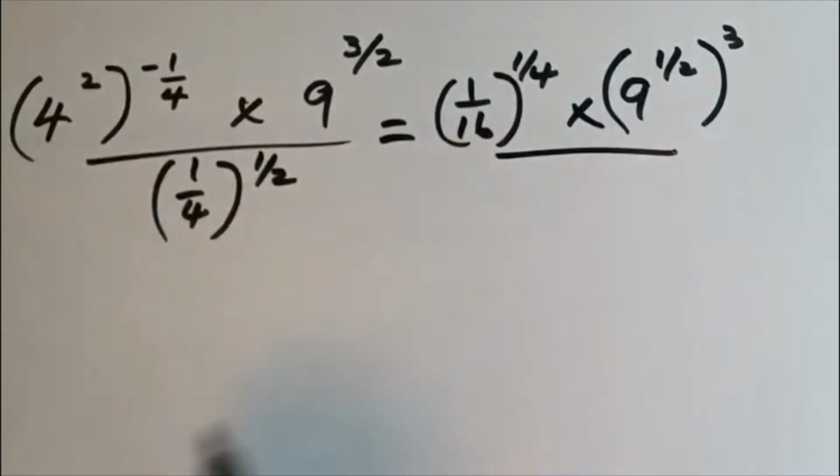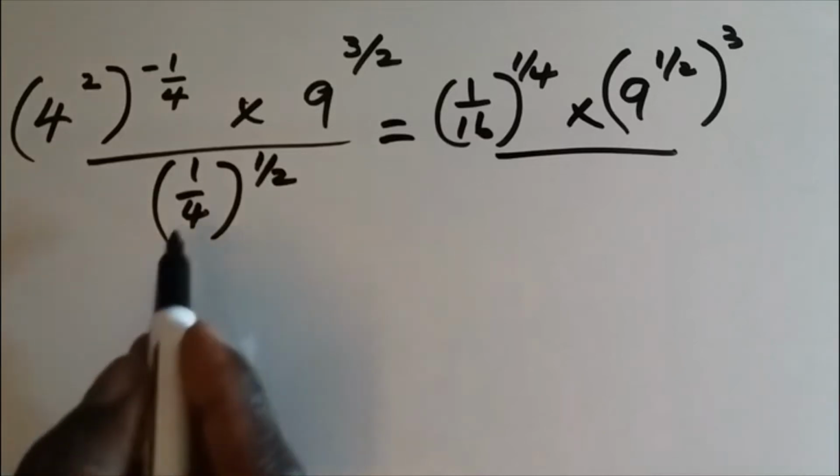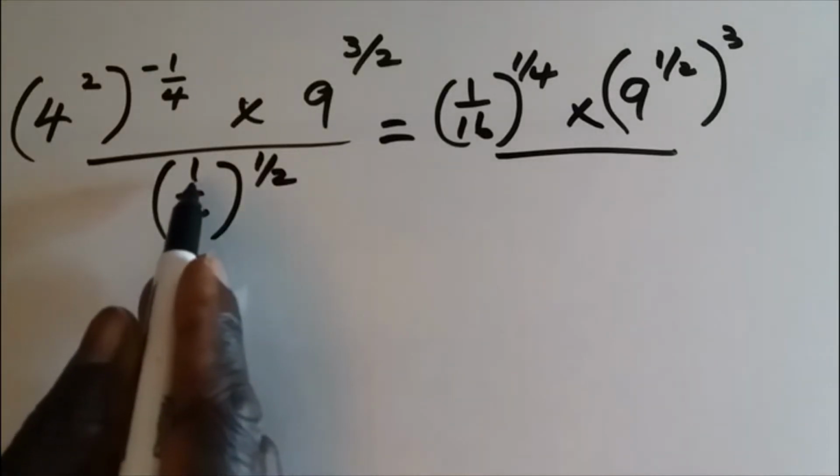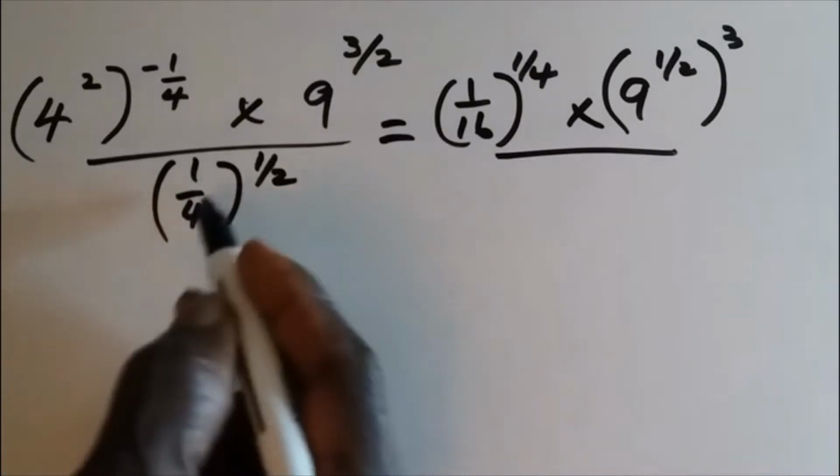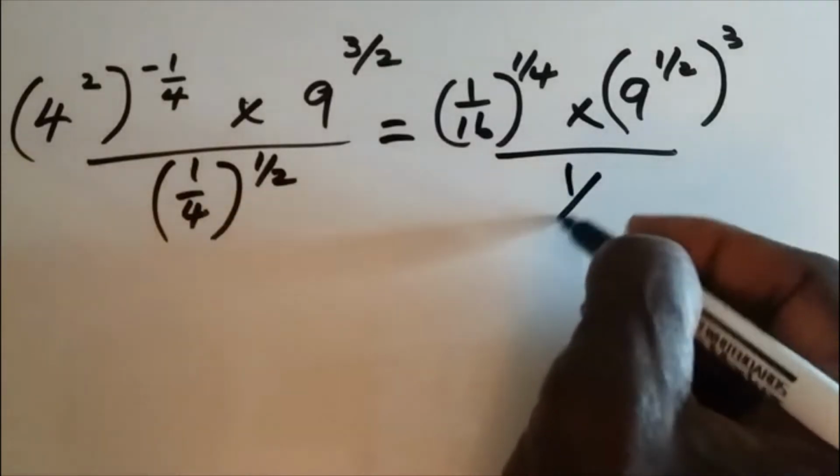And our denominator, we can simplify. This is like taking the square root of a quarter. It is, in fact, taking the square root of a quarter. We'll take the square root of 1, which is 1, and the square root of 4, which is 2. So this evaluates to a half.